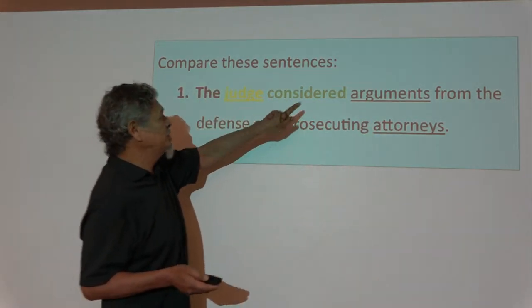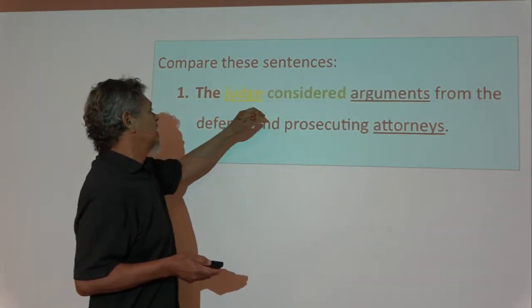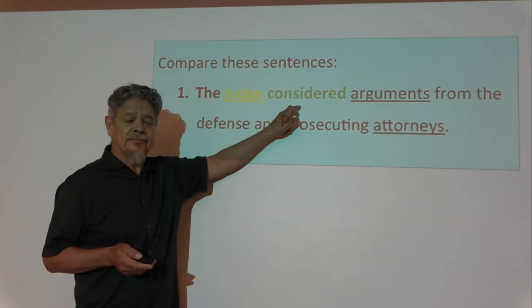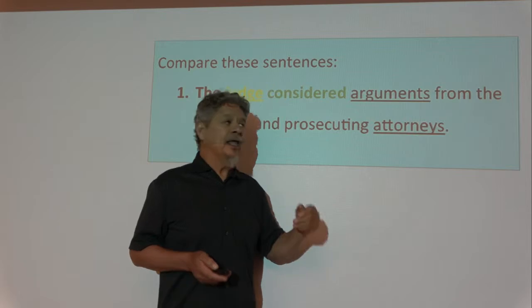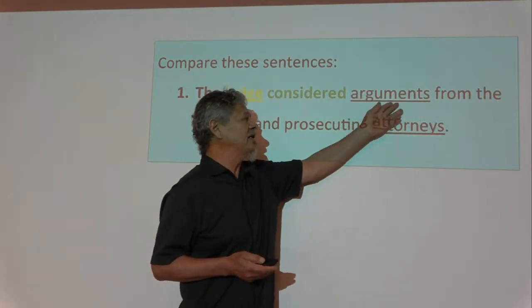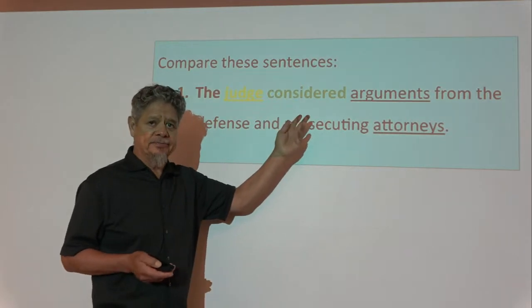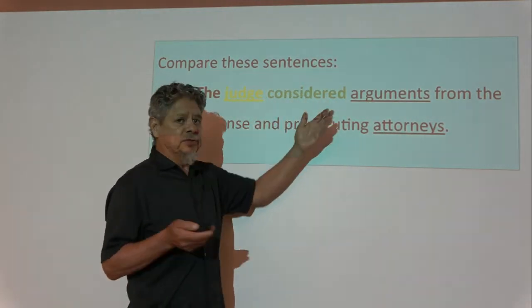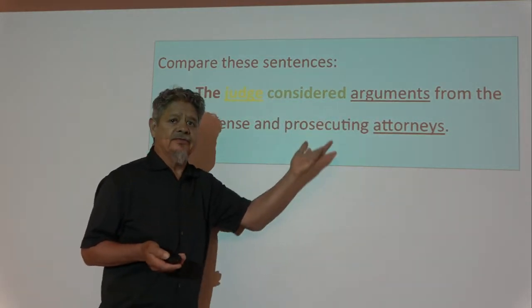But I want to focus on these two words. This is what the judge did. The judge considered. And what the judge considered were arguments. And so we say that arguments is the object of the verb considered. Okay? And so this is a very standard kind of thing.